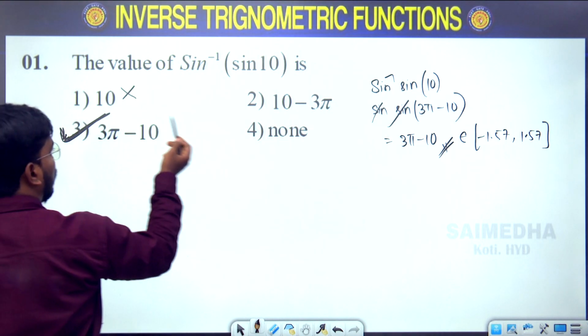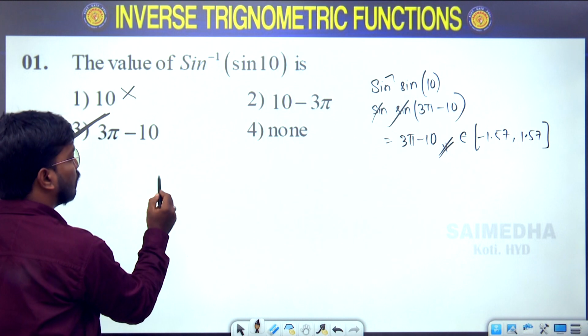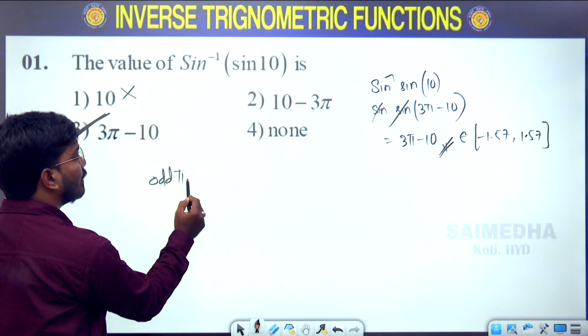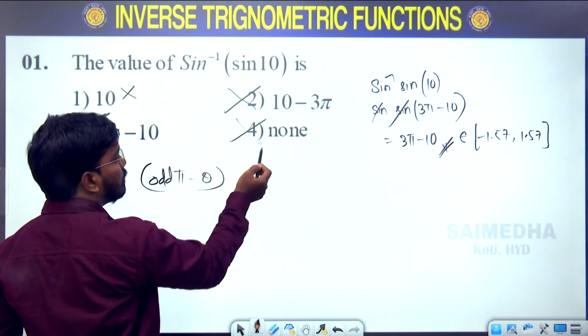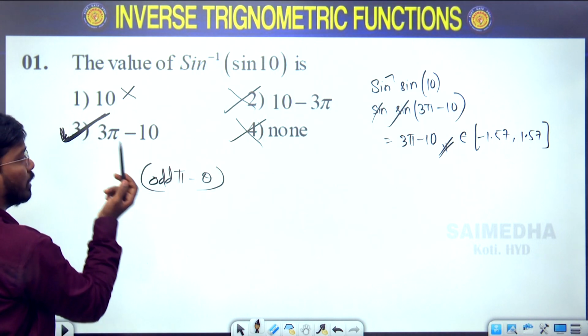10 is wrong. Odd pi minus theta is the formula. Odd pi minus theta. So theta minus odd pi, this is also wrong. None is also wrong. So definitely this is going to become your correct answer.